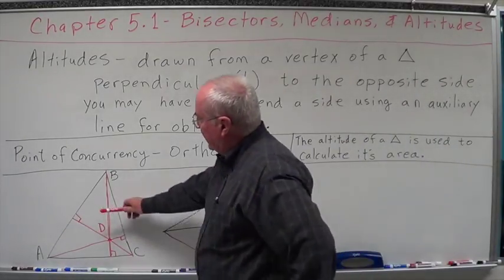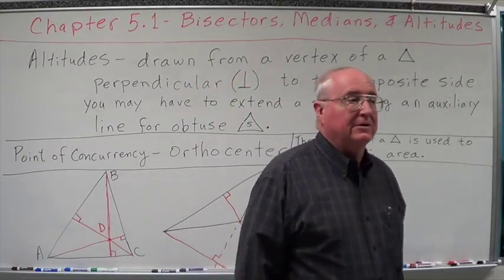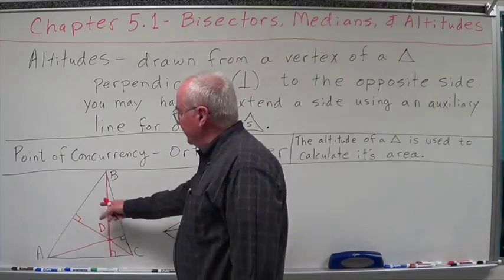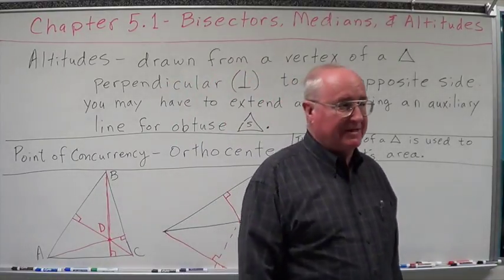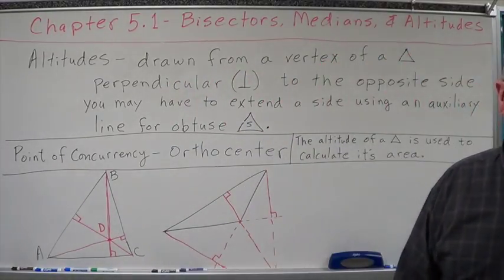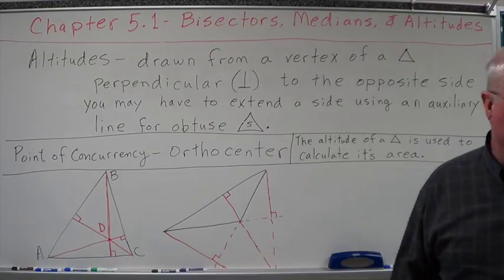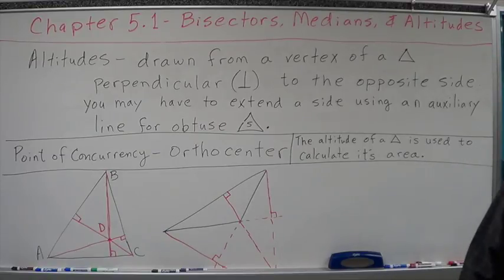On an acute triangle, it meets interior to the triangle. What happens if it's a right triangle? We'll summarize that in a little bit. That's basically what I'm going to show you on that, how to draw those. And that's our concurrent lines, and that's our points of concurrency.